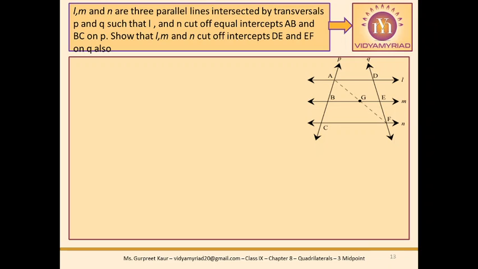Now here if you see, L, M, N are three parallel lines intersected by the transversals P and Q such that L and N cut off intercepts AB and BC on P. Show that L, M and N cut off intercepts DE and EF on Q also. So let's begin with it.